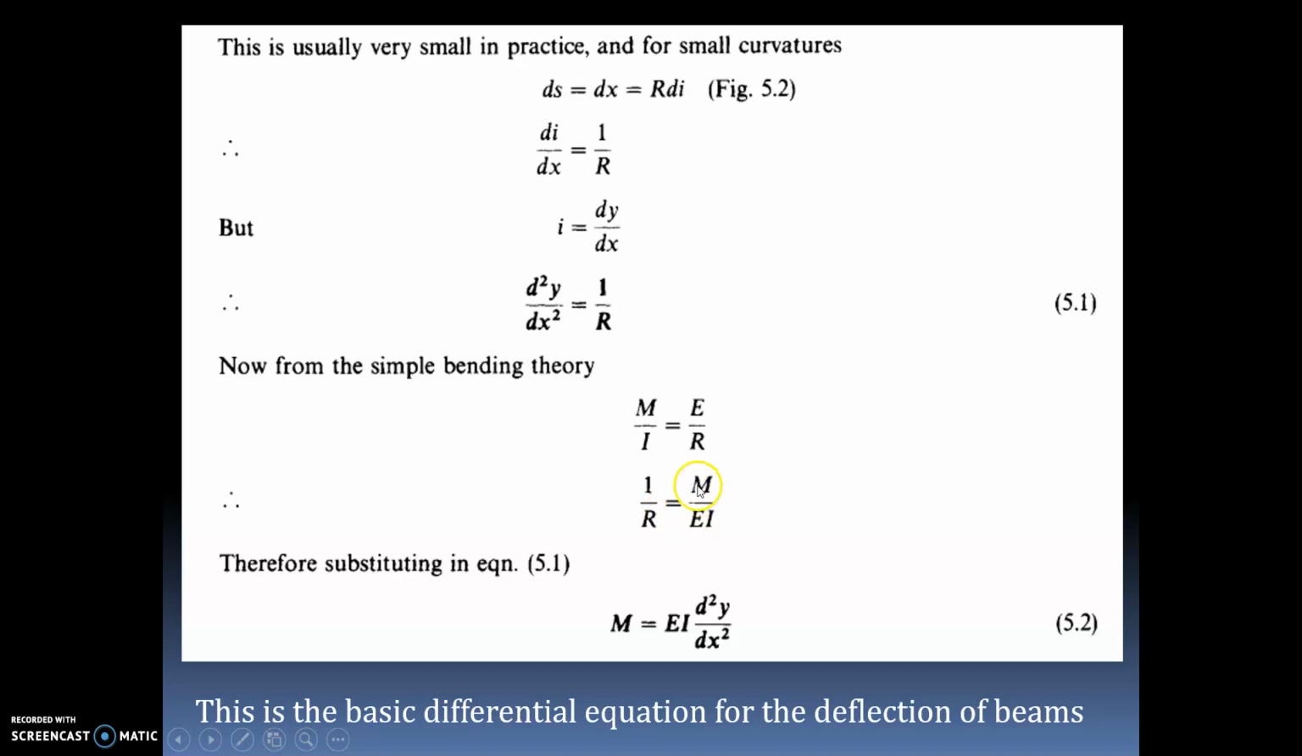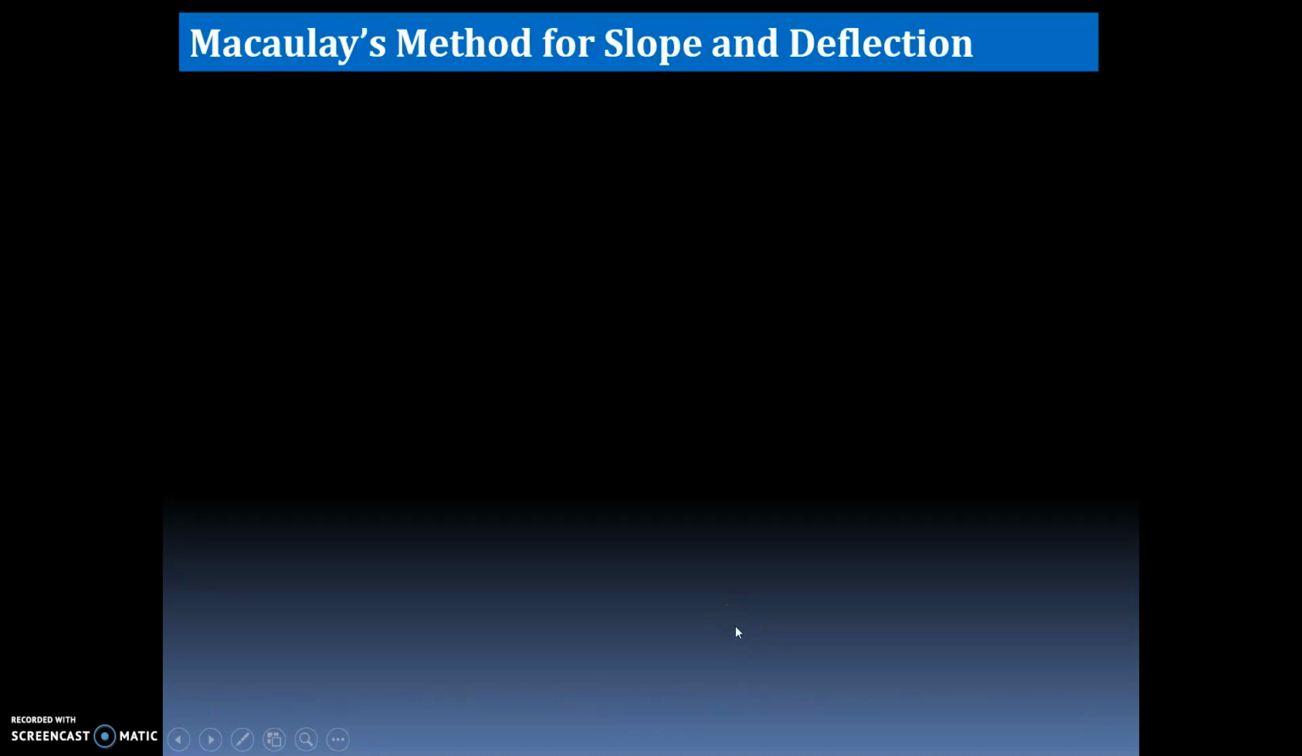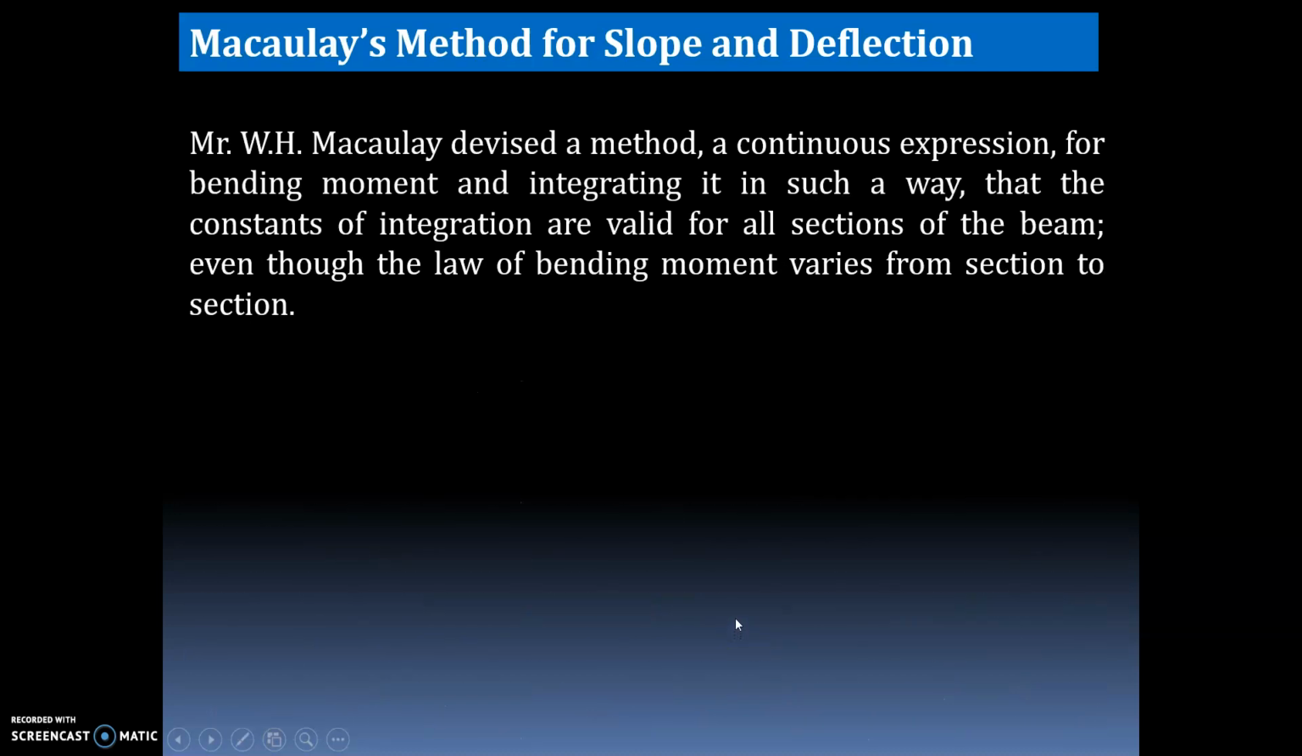So if you write in terms of M, M is equal to d square y divided by dx square into EI. This equation is called the deflection equation, or the basic differential equation for the deflection of the beam. You just remember this: M is equal to EI into d square y by dx square. Now let us see the Macaulay method for finding the slope and deflection.